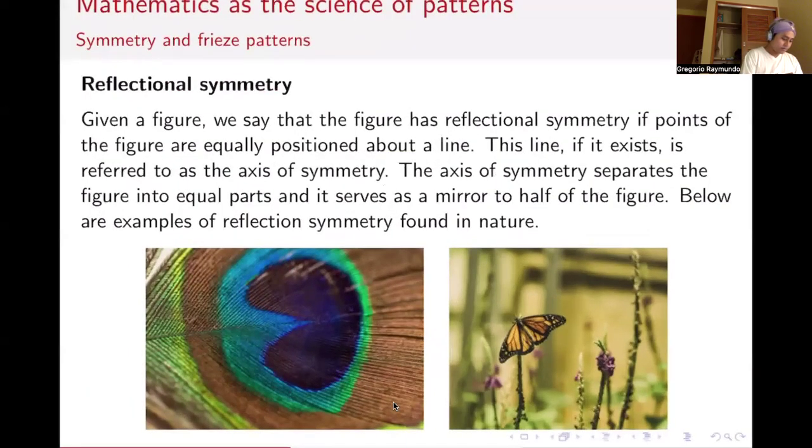So ito, meron kang mirror symmetry. May mirror line ka dito. Ito yung mirror line natin. Kaya siya reflection of symmetry. May reflection ka. Nire-reflect mo ito sa part na to. Ito naman sa butterfly, meron kang mirror line dito. May symmetry ka dito. Okay?